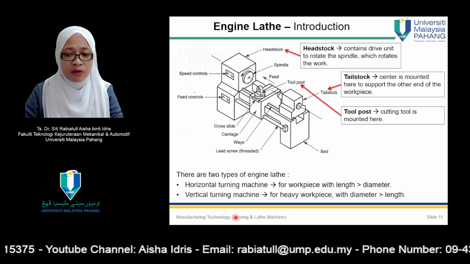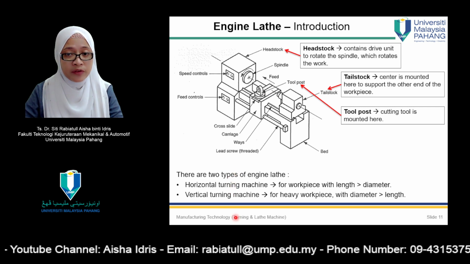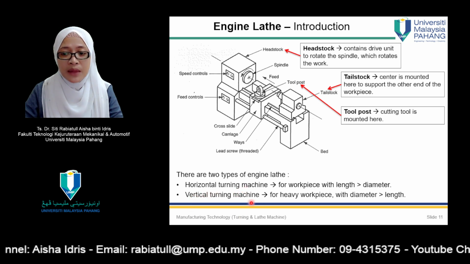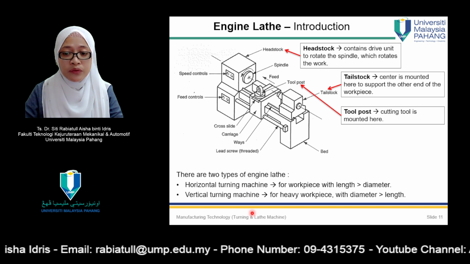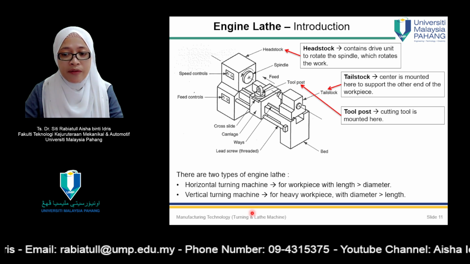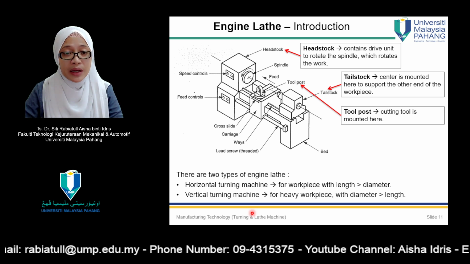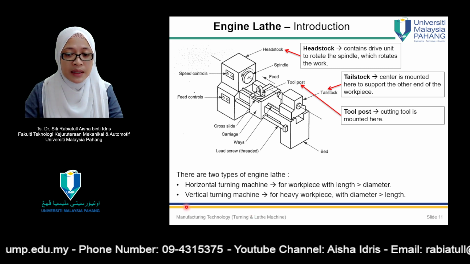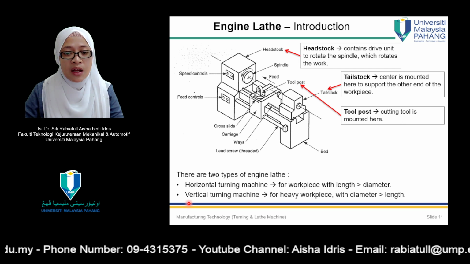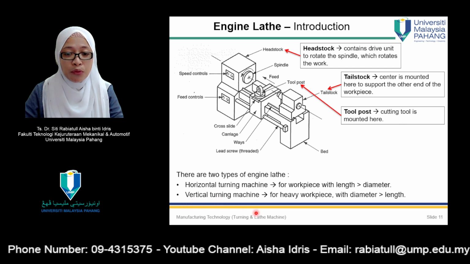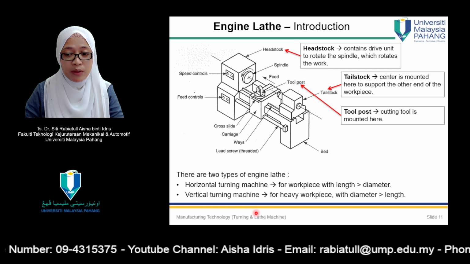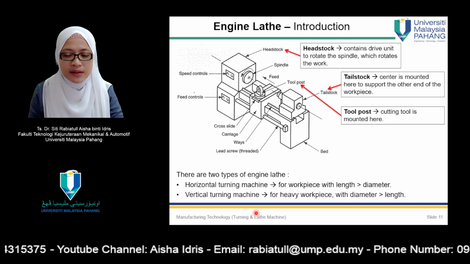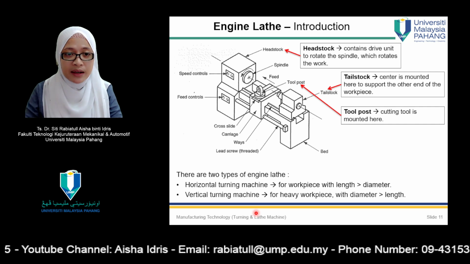There are two types of engine lathe or lathe machine. One is the horizontal machine, which is used for workpieces whose length is much greater than their diameter. Whereas the other type of engine lathe is the vertical turning machine, which is suitable for heavy workpieces with a diameter much greater than their length.